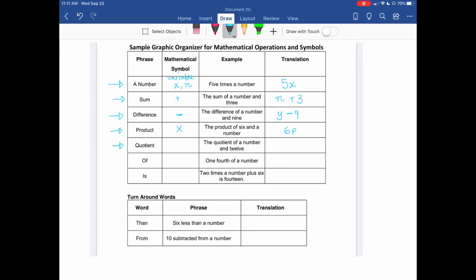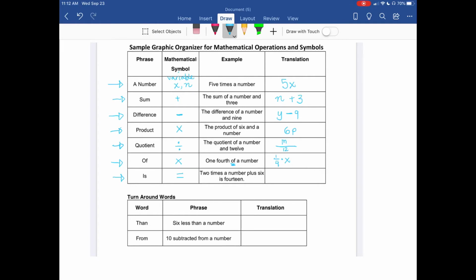Taking us down to this one, quotient. We know that we're dividing. The quotient of a number, so we're dividing. So let's say this number is m and 12. Now this one's useful. When I see of, I also want to think that's multiplication. So if I have 1/4 of a number, I know I'm multiplying those two. 1/4 of a number.